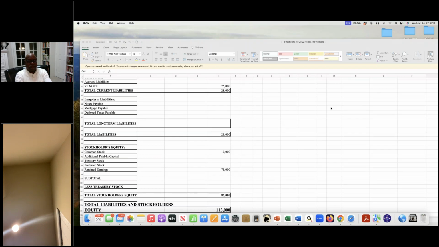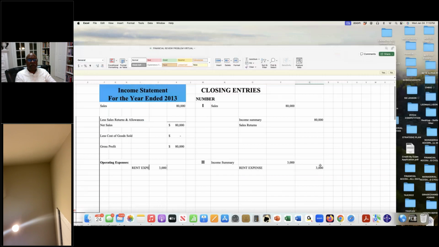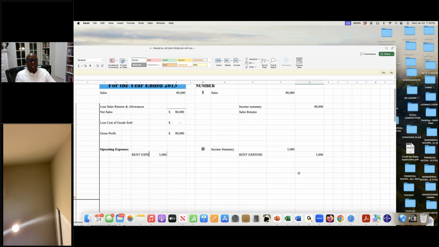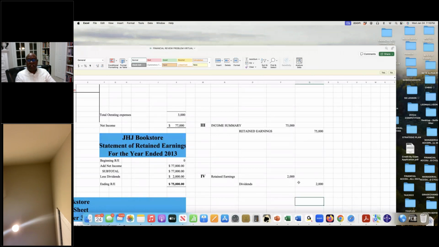Can you go back up to the closing entries real quick, please? Okay, let's go back to the closing entries. There are four closing entries. We close the revenue first, debit sales, credit income summary. Then we close the expenses next. We debit income summary and credit rent expense. So we close out the revenue first, the sales, the expenses next, for however many expenses it is. Then closing entry three is the net income. And closing entry four are the dividends.